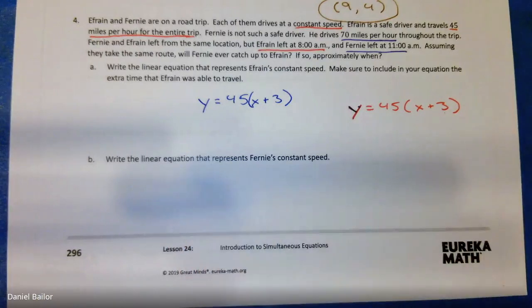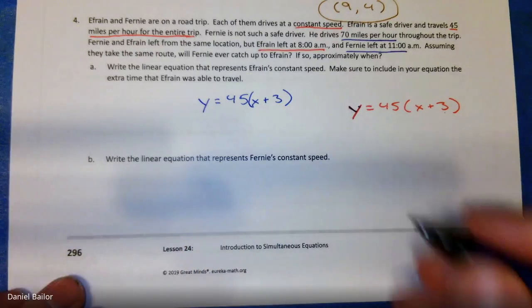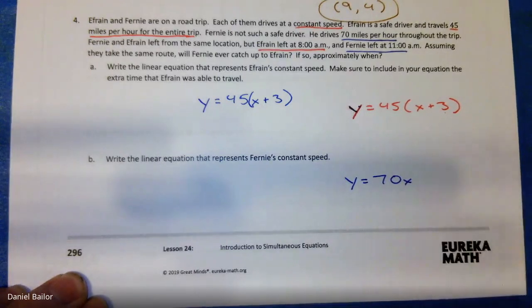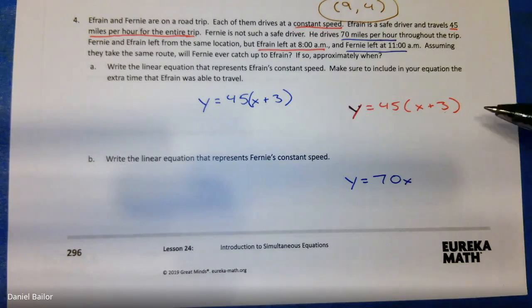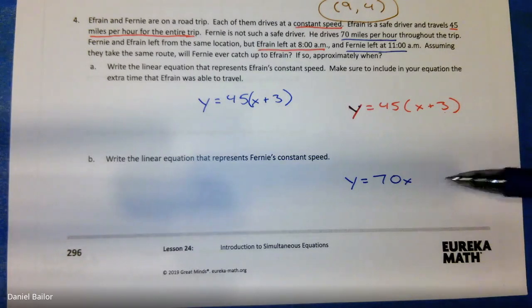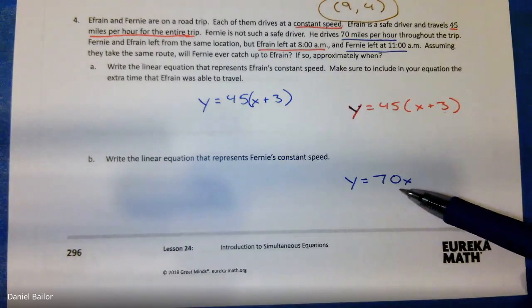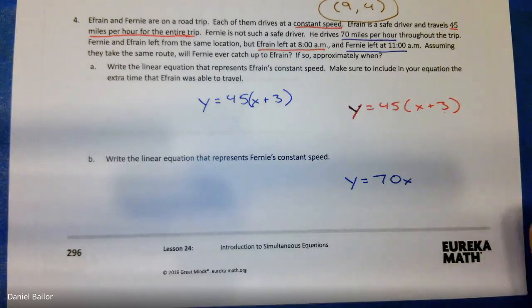And then write a linear equation for Fernie's constant speed. Well, Fernie is just y equals 70x. Because Fernie did not get any extra time, we don't change x. So that is Efren's equation, that is Fernie's equation, with the extra time that Efren got, but with Fernie's faster speed. Let's look at part C and see what they want us to do with these two equations.